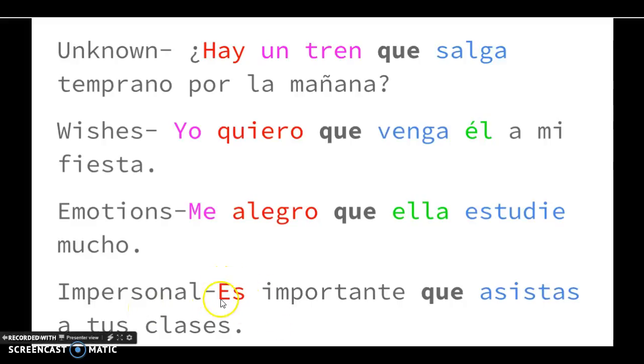And then impersonal statements. This isn't directed at anyone, so es importante que asistas a tus clases. So you would say that to the general class. And here we have asistir, asistas for the tú form in the subjunctive.